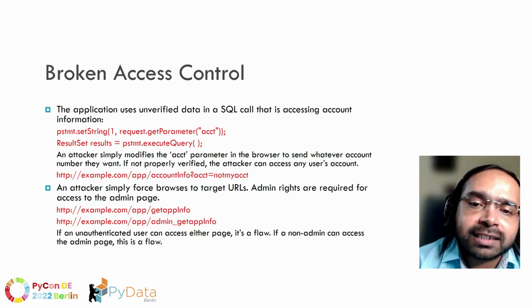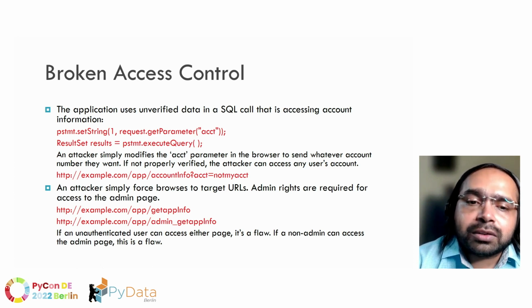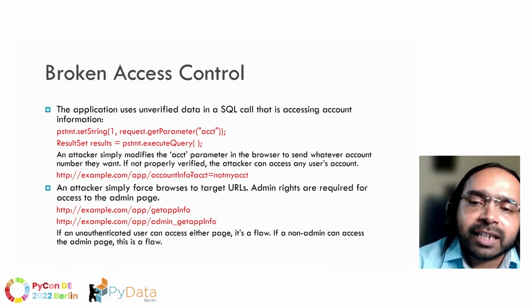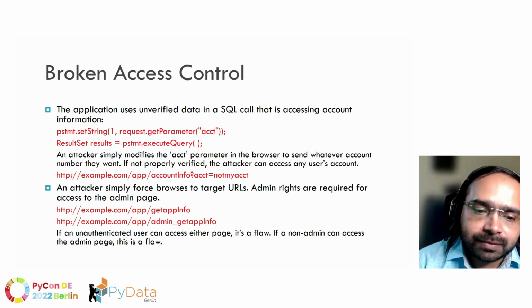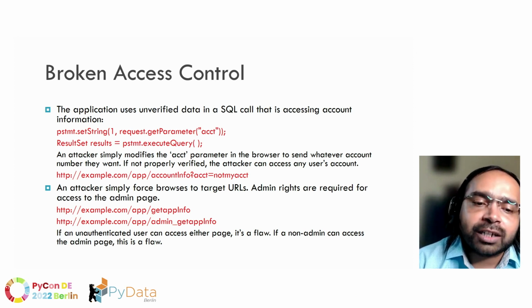So what the attacker does is simply modify the account parameter. What is happening in this case is, if the account is not properly verified, the attacker can get access to the user's account. Or an attacker simply forces browsers to target URLs. Admin rights are required to access the admin page, but if an unauthenticated user can access either page, it's a flaw.